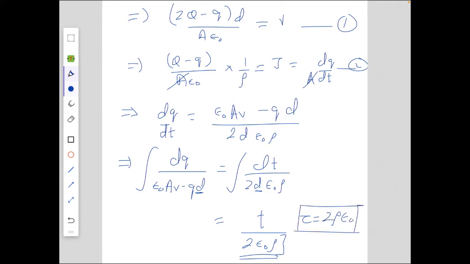The LHS can be solved to give ln of some expression in Q, and then Q can be written as Q naught times e to the power minus t over tau, where tau is this. So yeah, this is the final answer for this part. Thank you.